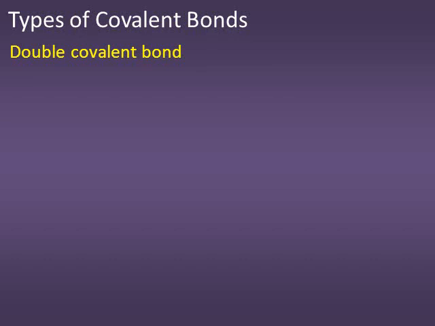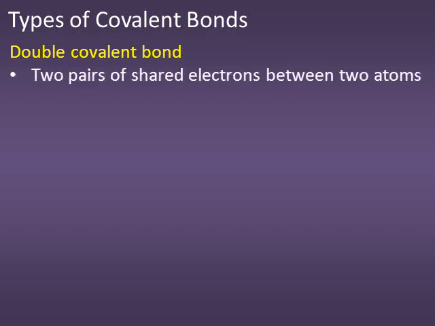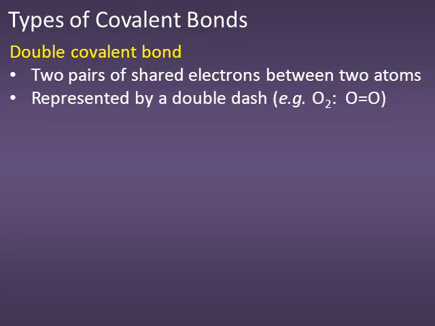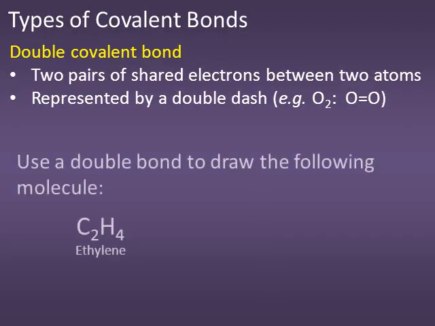Okay, so on to double covalent bonds. This is when 2 pairs of electrons are shared between 2 atoms, and you'll represent this with a double dash. In the case of oxygen gas, O2, you would just put 2 covalent bonds between those 2 oxygen atoms. Okay, so once again, pause the video and see if you can come up with the structural formula for ethylene, C2H4, using a double bond.